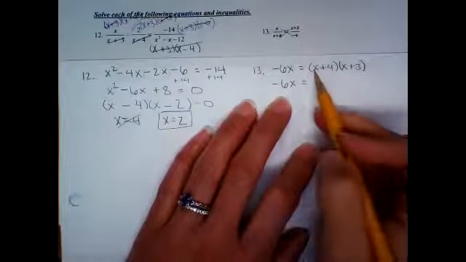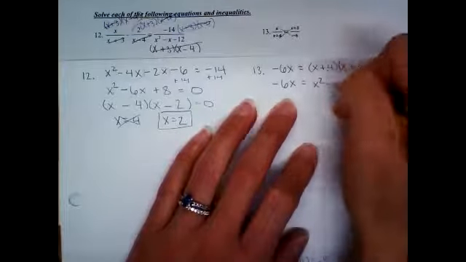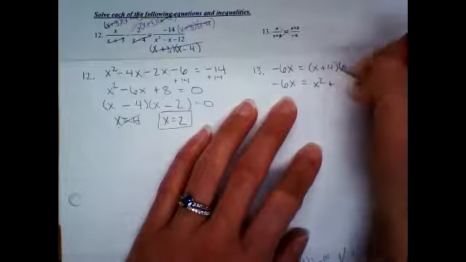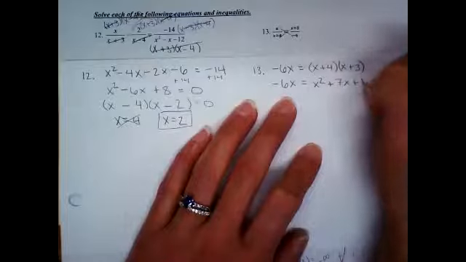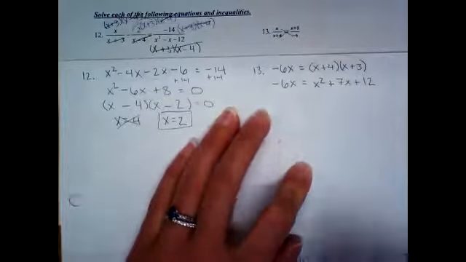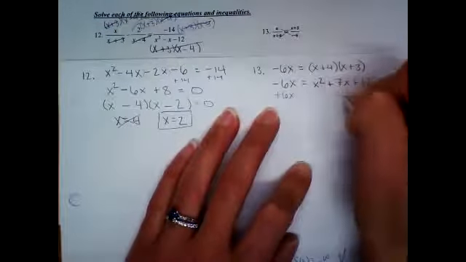So this is FOIL. You'll have x squared and then plus, what did the outsides and insides give you? 7x, good, plus 3 times 4, 12. Again, you're going to evacuate, get everybody to one side so it all equals 0.